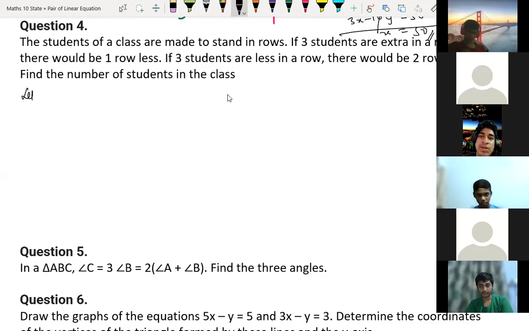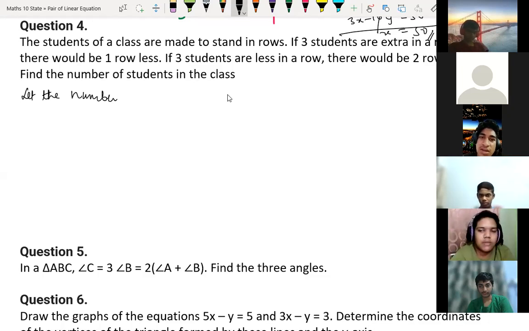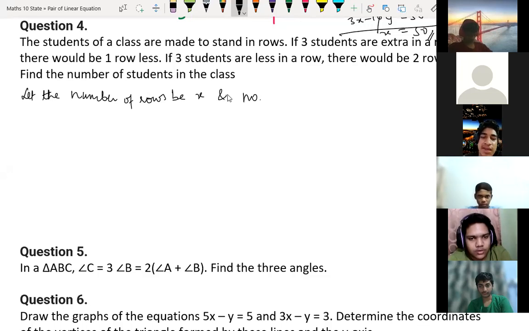The number of students in a row will be y plus 3. First, let the number of rows be x and the number of students in each row be y. Okay, the number of students in each row. The total number of students is equal to xy.